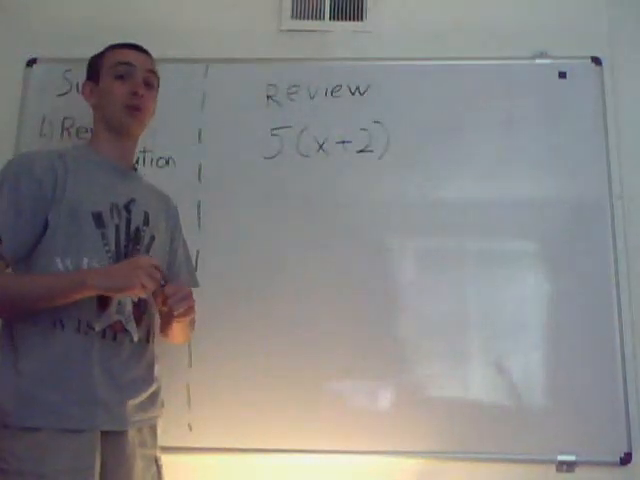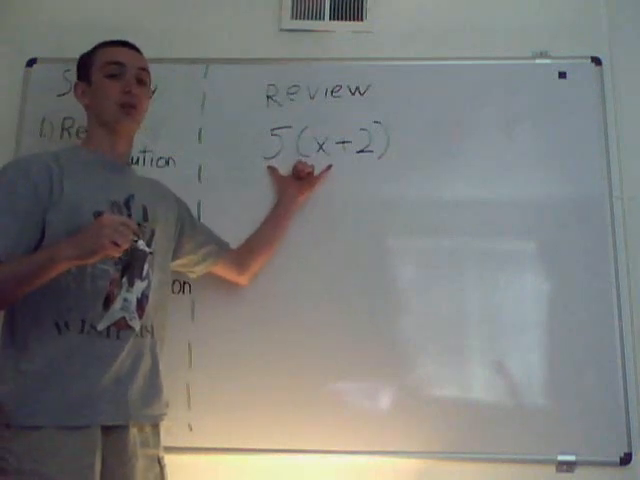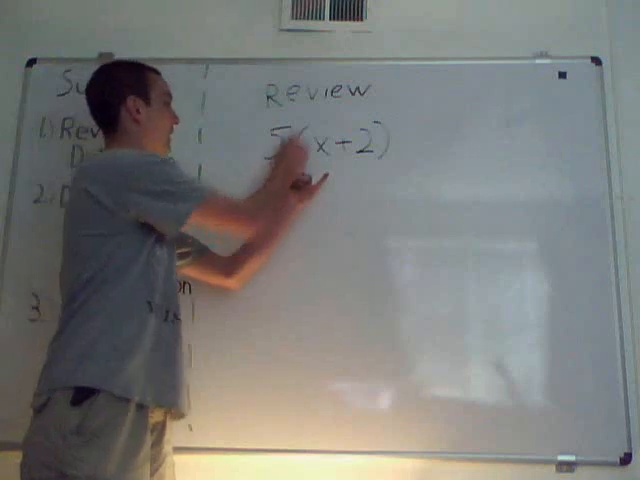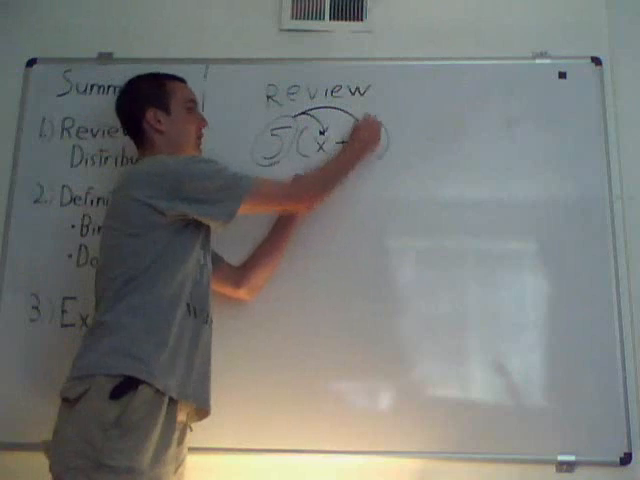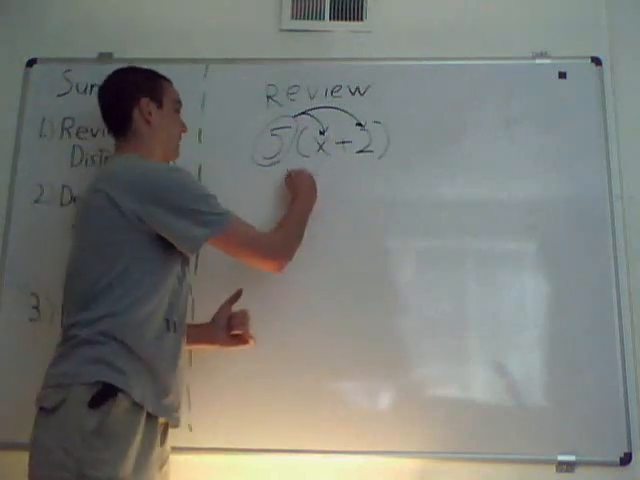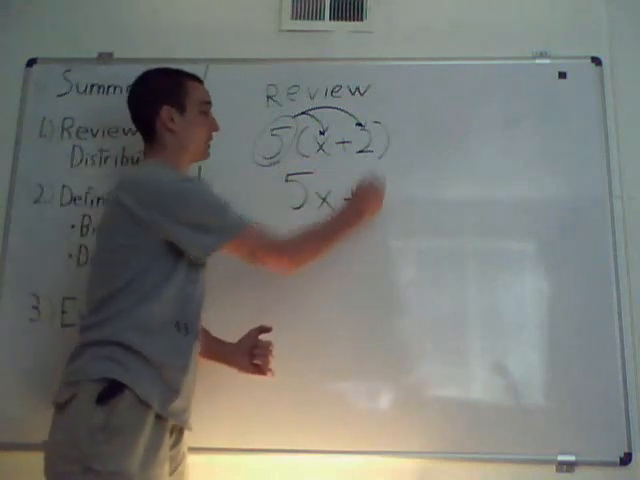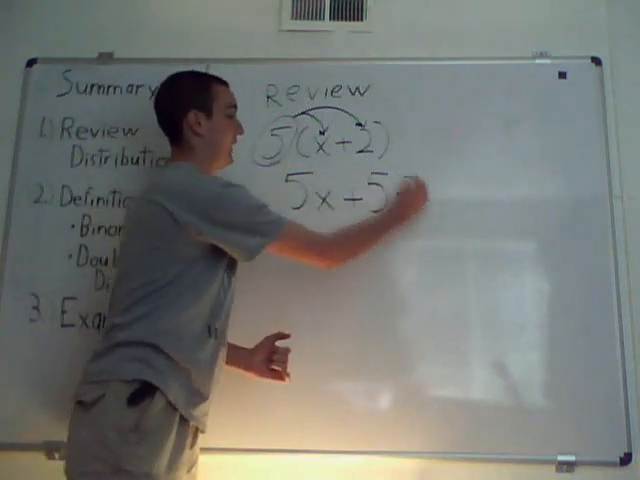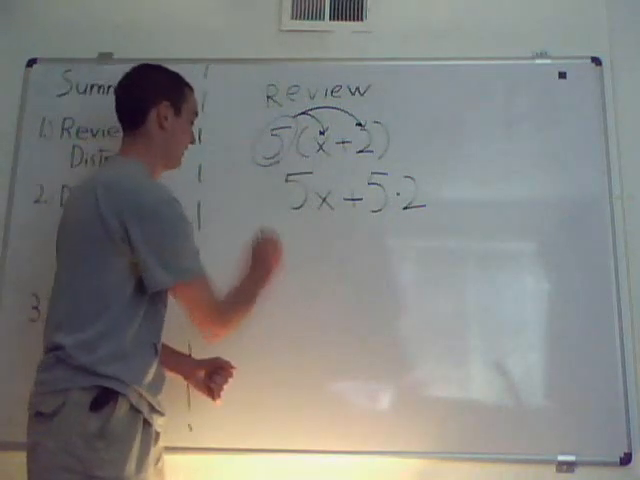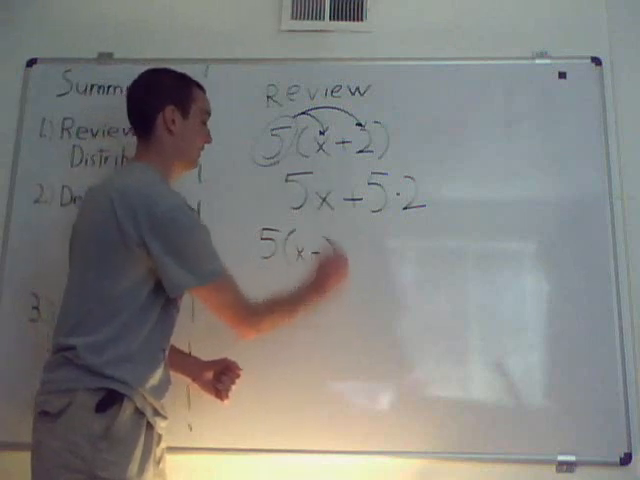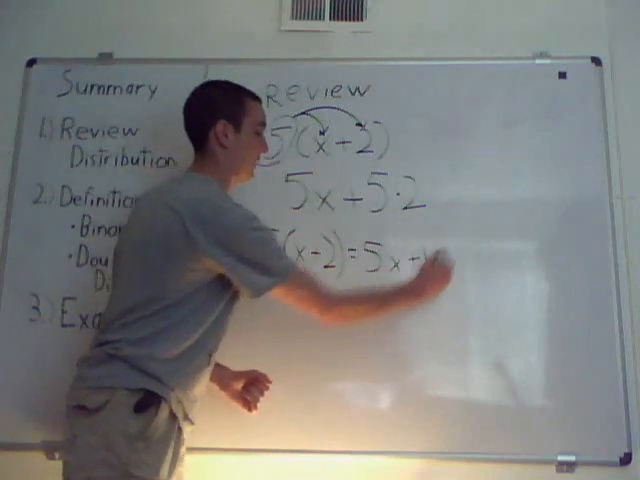So class, what we learned about distribution before, so when we have 5 times (x plus 2), we can take this 5 and distribute it inside the parentheses to each of the terms that are inside. After distributing the 5 to the x, we get 5 times x. And after distributing the 5 to the 2, we get 5 times 2. So the law of distribution tells us that 5 times (x plus 2) is the same as 5x plus 10.